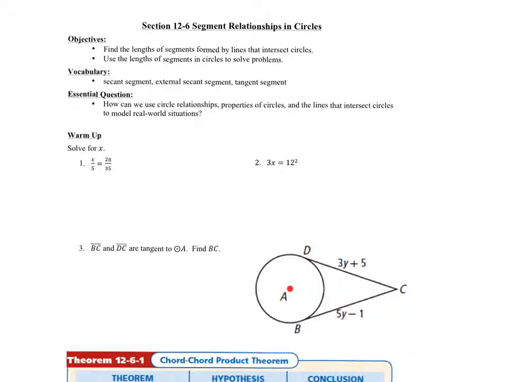This is 12-6, segment relationships in circles. Try the warm-up and hit play when you're ready to see the answers.